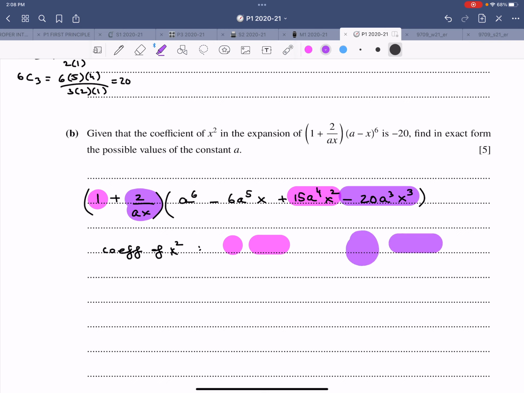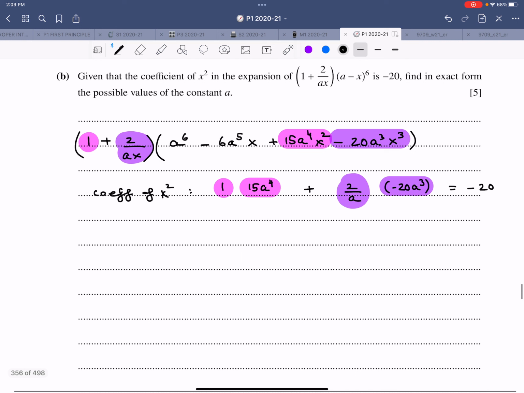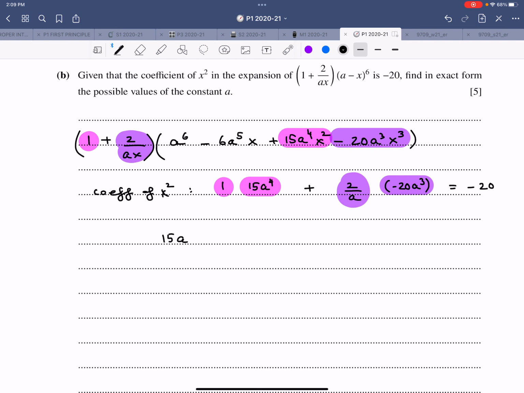So first of all, this is 1 and this is 15a power 4. Plus sign, this is 2 over a. Leave the coefficient on the side, and this is minus 20a cube. This is equals to minus 20. So 15a power 4. And this is 2 into 20 is minus 40, and this is a square, equals to negative 20. So plus 20 equals to 0.